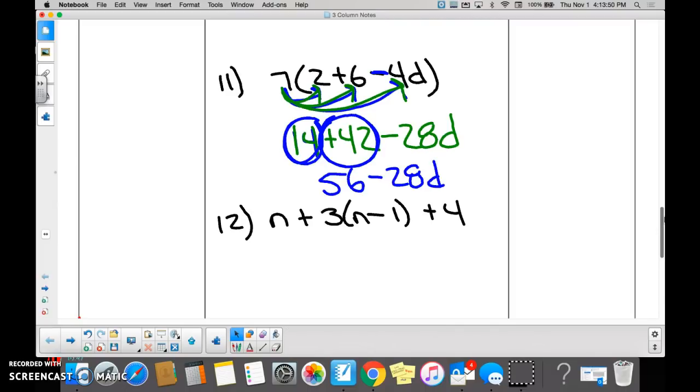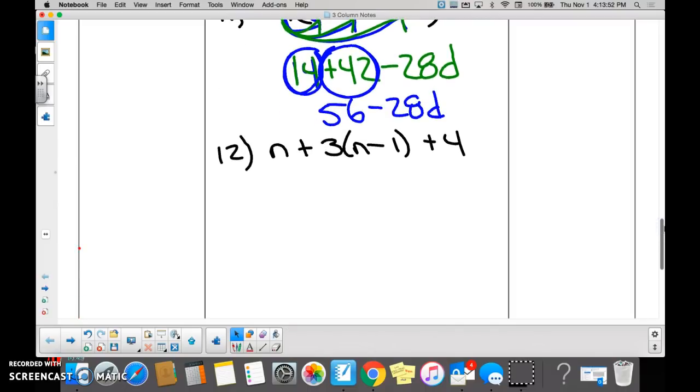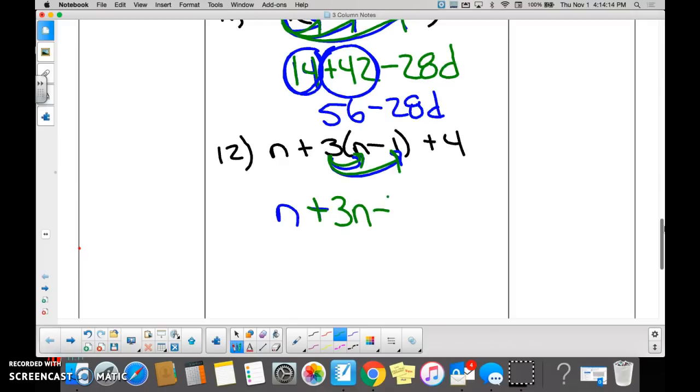Number 12, last one I have for you. n stands all by itself, but we do have some distributing to go on here with the 3 throughout the n minus 1 in parentheses. So I'm going to leave my n as n, and I'm going to add my plus. I'm going to add my 3 being distributed to the n, which is 3n. My 3 is being distributed to the negative 1, which is negative 3. And then my plus 4 just tags right along with it because there's nothing to distribute. It is separate from what's inside the parentheses.